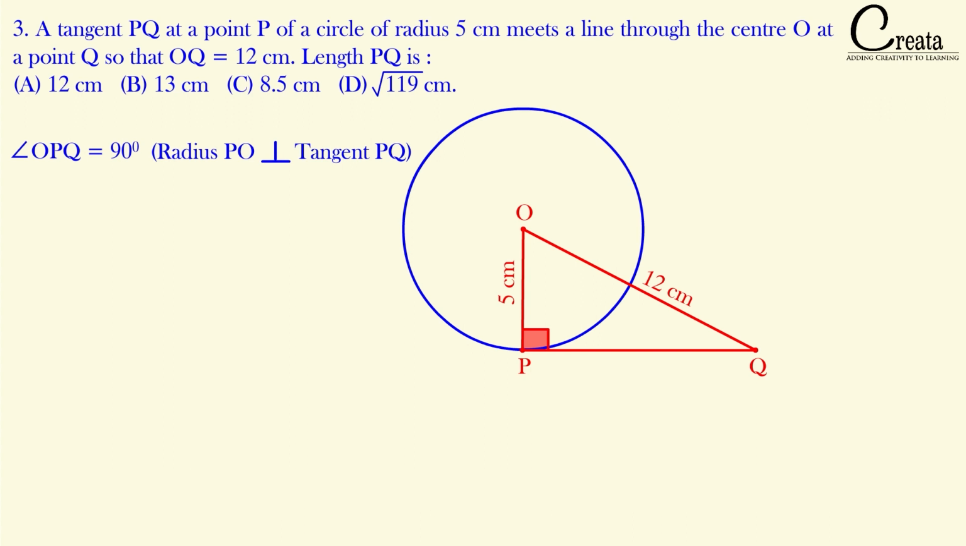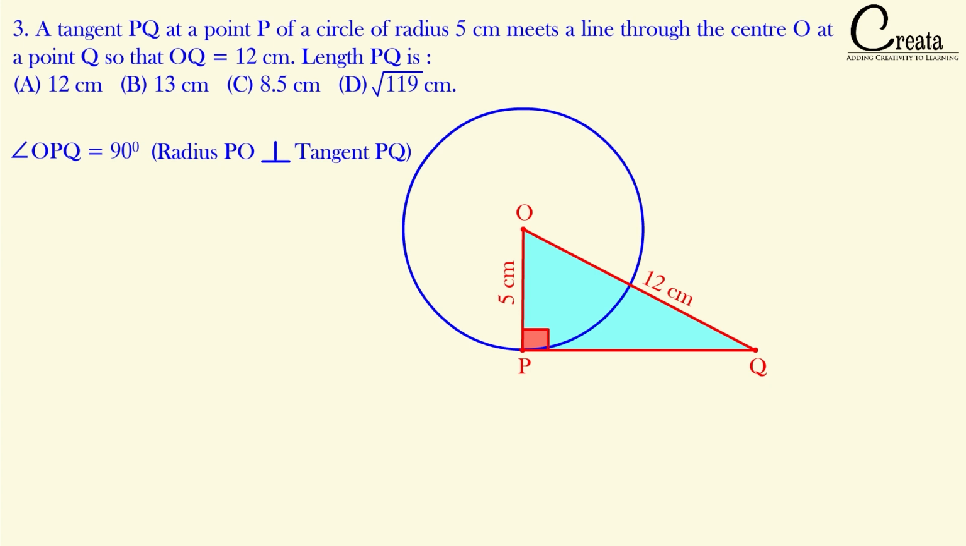Are you able to observe a triangle OPQ? This is a triangle which is formed by the three line segments. And this triangle is a right angle triangle at the point P. Point P is a 90-degree angle, so this triangle is a right angle triangle. Two sides of this triangle we know as 5 centimeter and 12 centimeter.